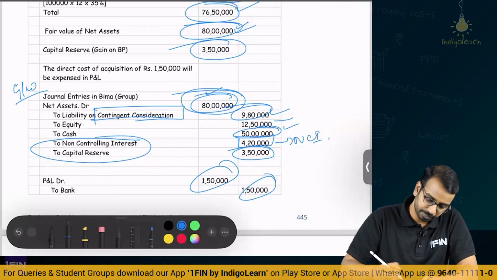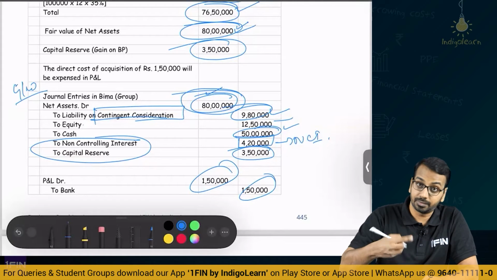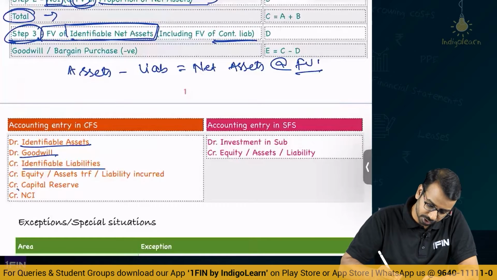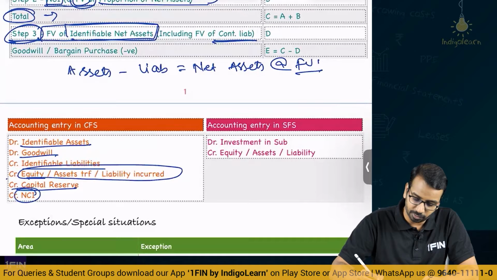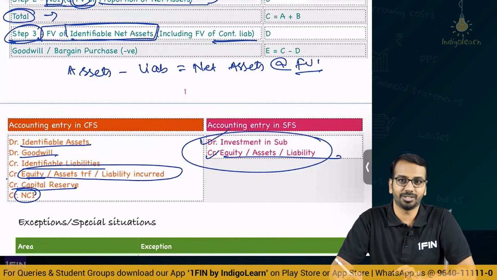So the entry: debit all the identifiable assets, credit all the identifiable liabilities, debit goodwill if there is a goodwill, credit capital reserve, credit all the purchase considerations and credit NCI. In the standalone, investment in subsidiary, and only the portions that you have issued or transferred, that will be considered.